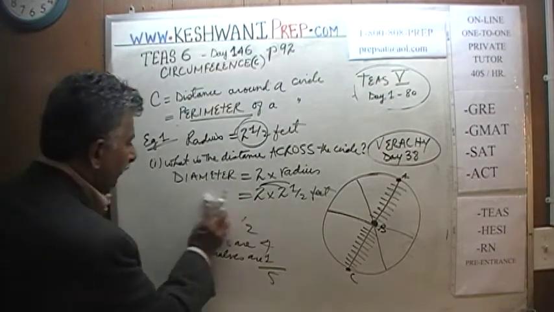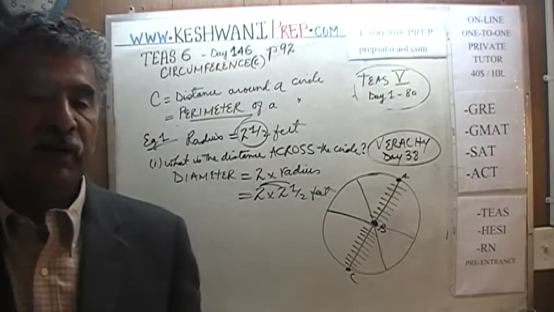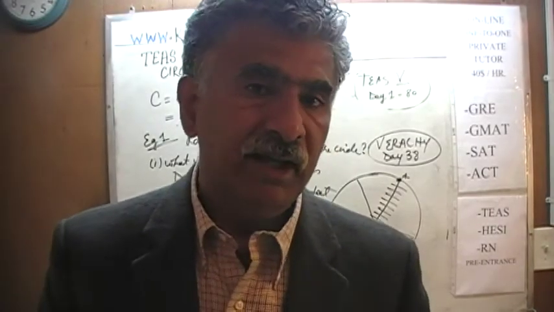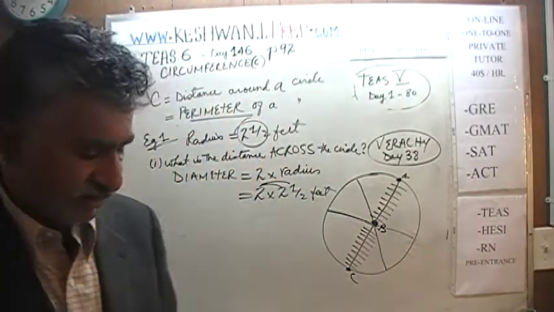So that's the answer. The question was, what's the distance across a circle? For a circle whose radius is 2.5 feet, the distance across the circle will be 5 feet exactly.